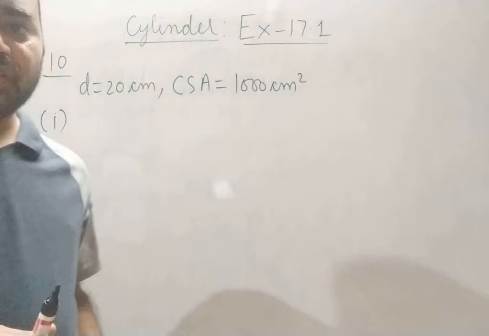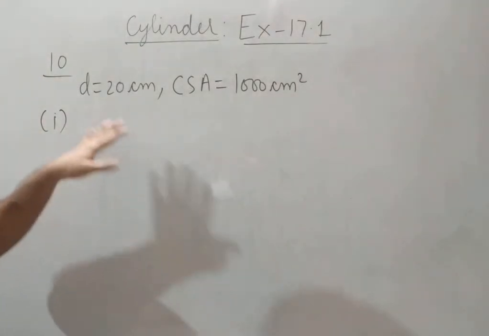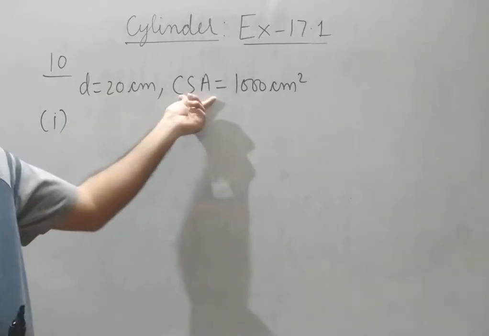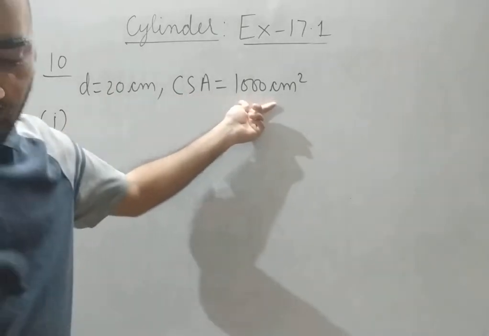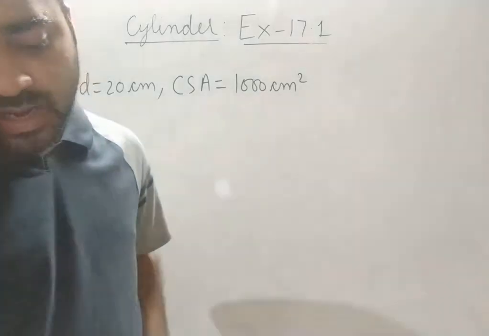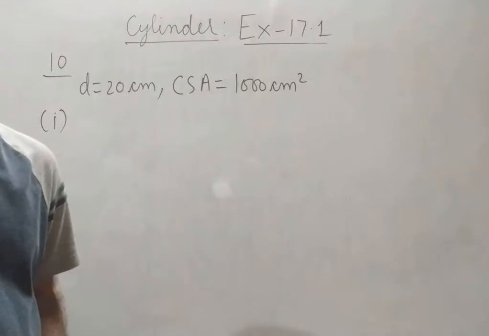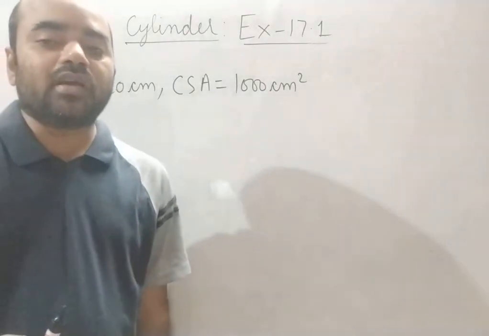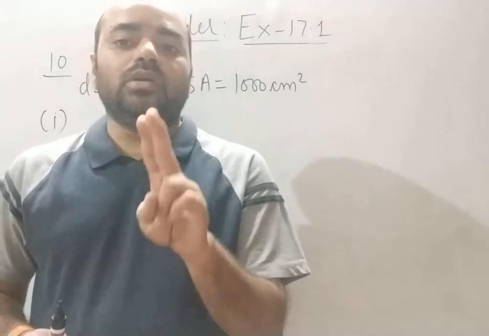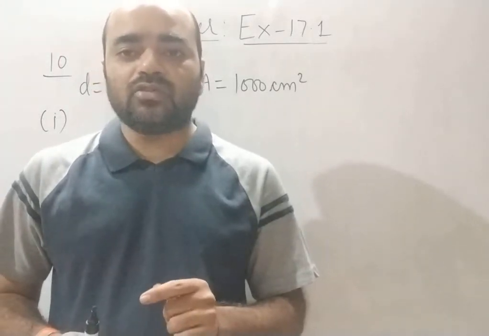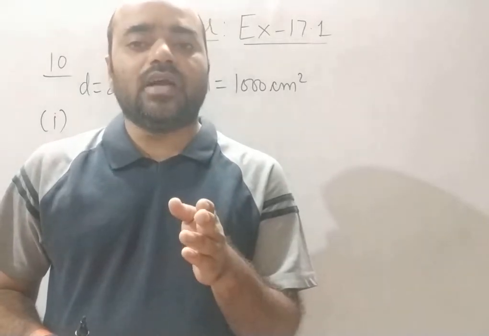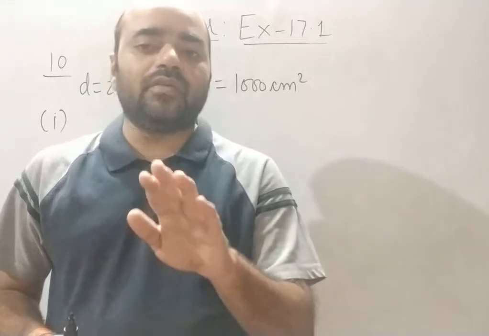Next is question number 10 first. What is given? A cylinder has a diameter 20 centimeter and its area of curved surface is 1000 centimeter square. We have to find the height of the cylinder correct to one decimal place. For correct to one decimal place answer, we have to find the answer up to two places of decimal. Understood? If question is for one decimal place, we have to find the answer for two decimal place. Then we will round off.